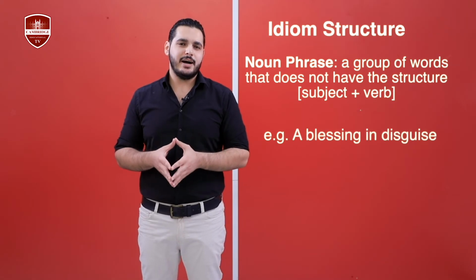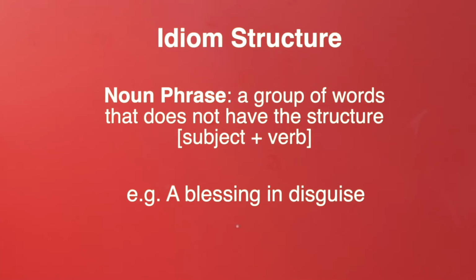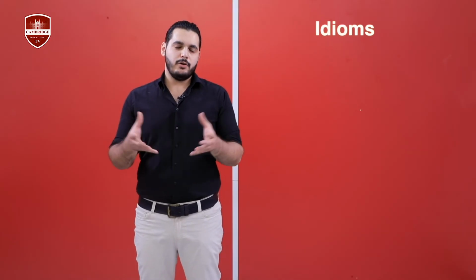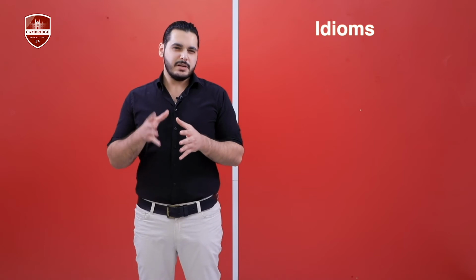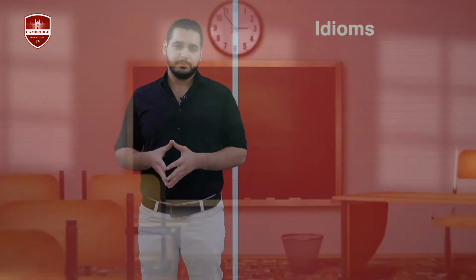Let's have an example. A blessing in disguise. This idiom is a noun phrase. This idiom means something that is good but seemed bad at first. Now that we know what idioms are and we know the structure of idioms, let's have the 5 examples I promised.